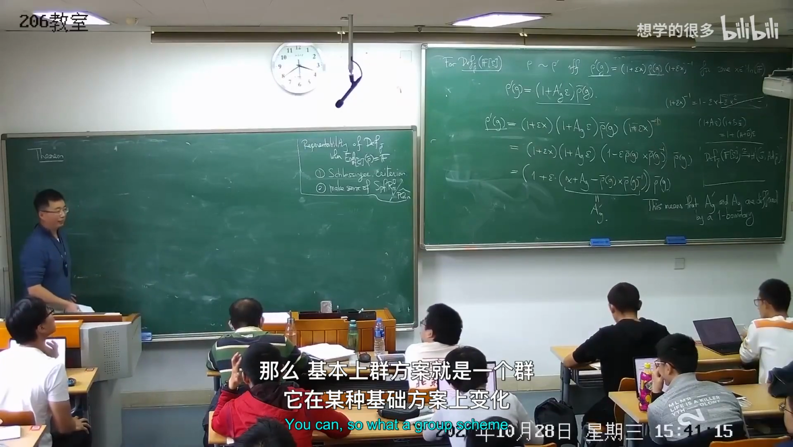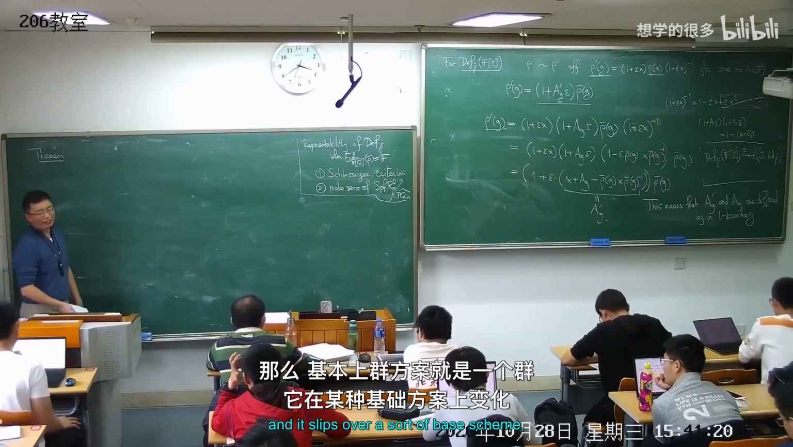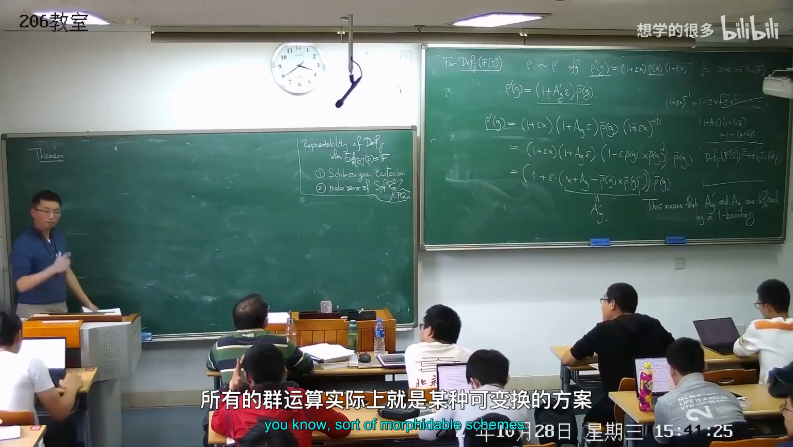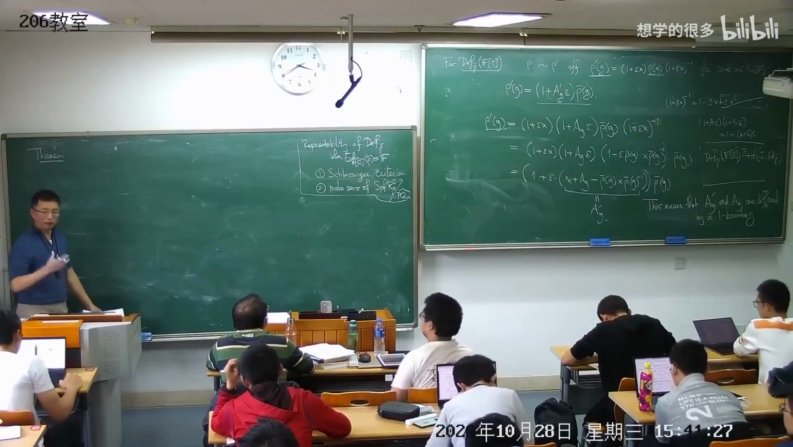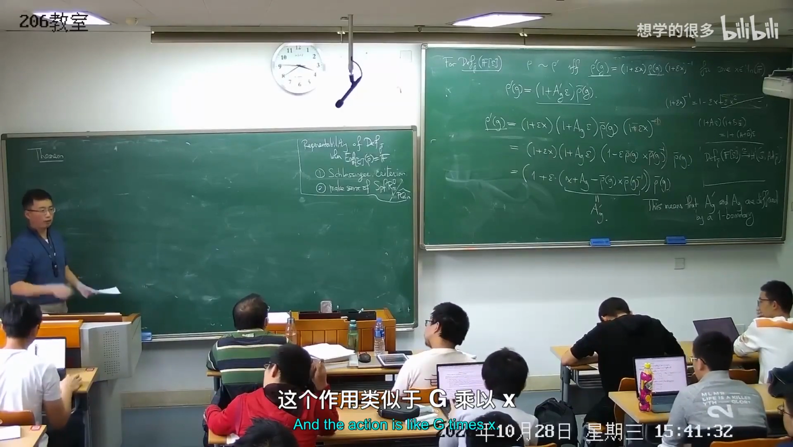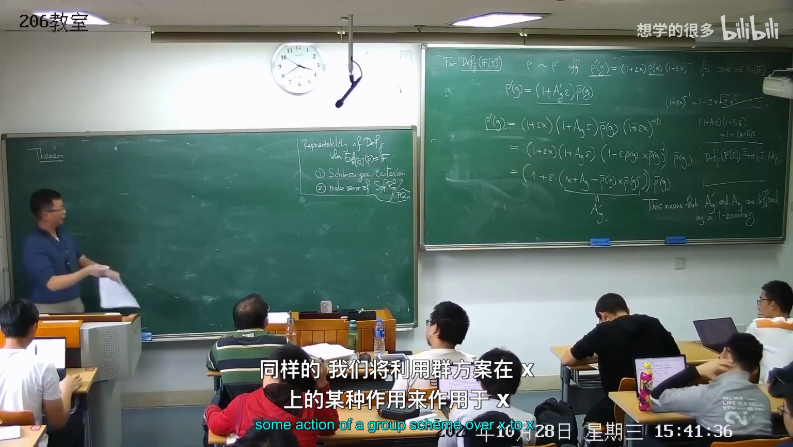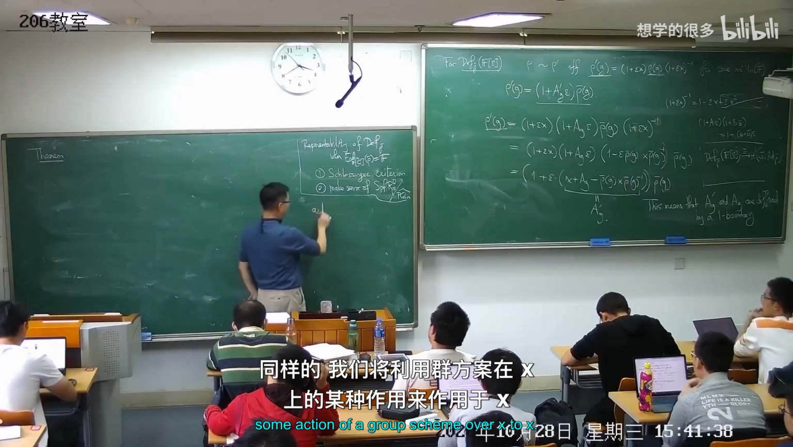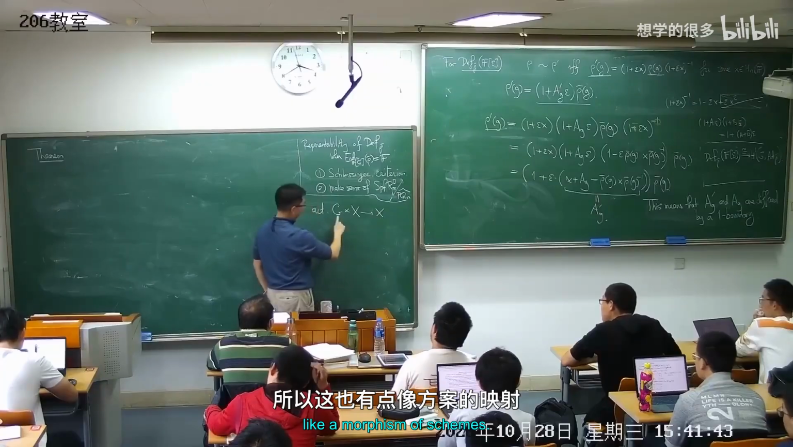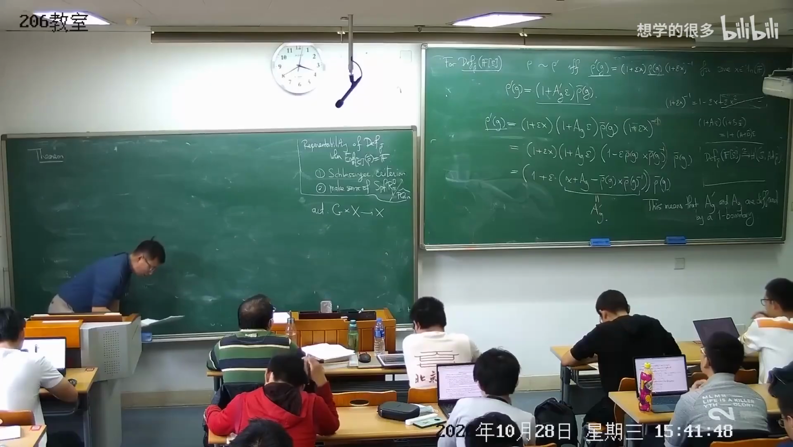What a group scheme is basically just a group, and it lives over a base scheme, and then all the group operations, multiplications and inverses, are all morphisms of schemes. The action, G times X to X, is also a morphism of schemes. If you think of it that way, there's not much different, I guess.